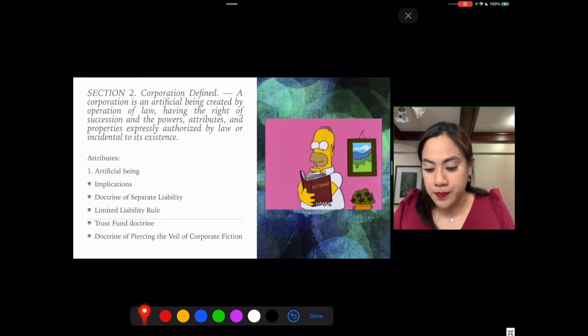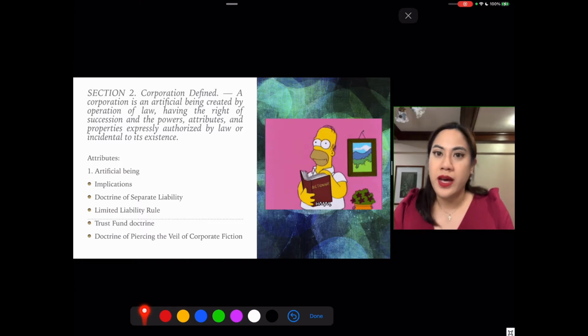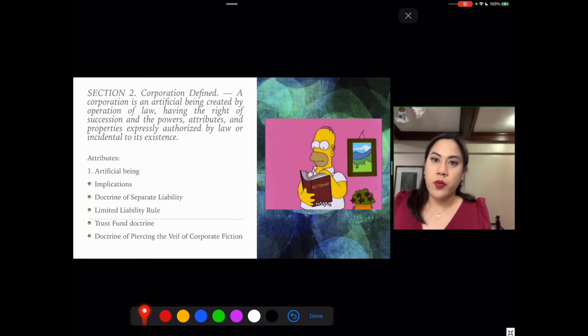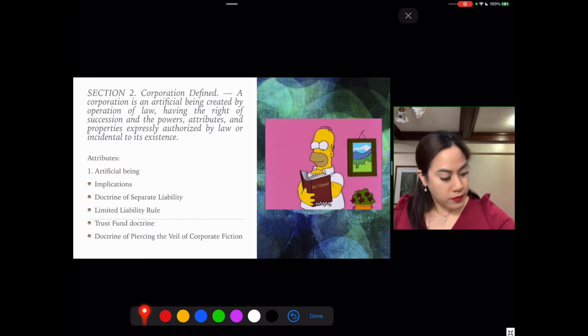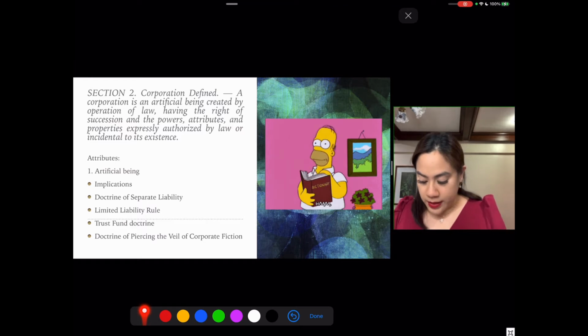So, you will also see this in Attorney Lacos' notes. And a third implication is that the corporation is not entitled to the constitutional right against self-incrimination. So, what other consequences are there to a corporation being an artificial being? Another one would be, since it's not a natural person, let's see.